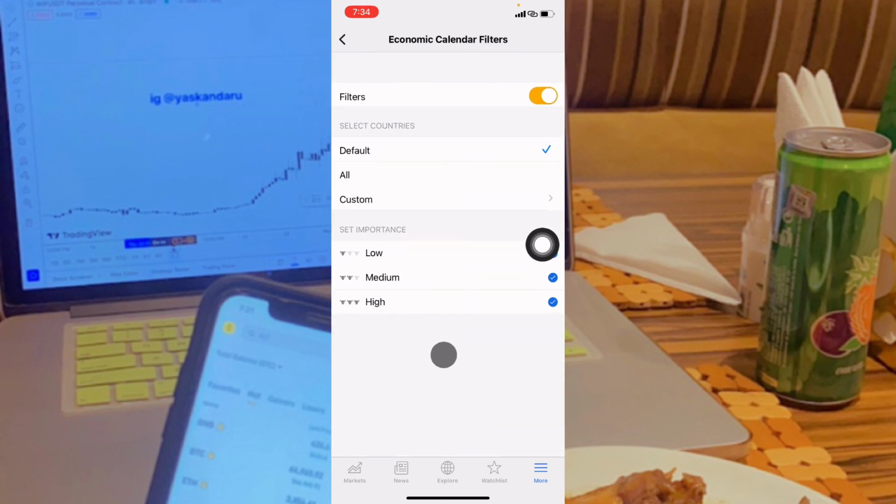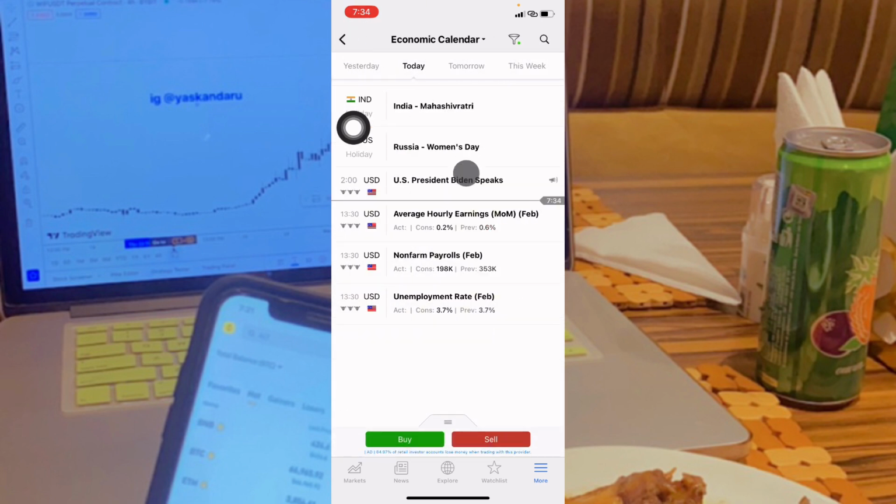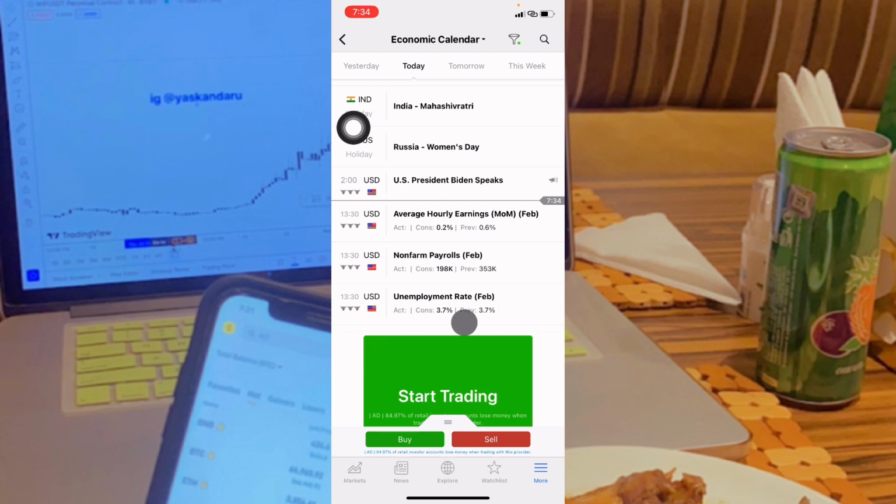So when we click on it, now we select this particular one, right? You go to default, then you click on filters on. Now we only select the ones with the high impact. Set to importance, you select only high impact news. Select the only high impact news that have 3 bulls. So now if I go back here, you can see the news have reduced to only a few countries: India, United States, and Russia and United States. So this is what I want you to be observing.